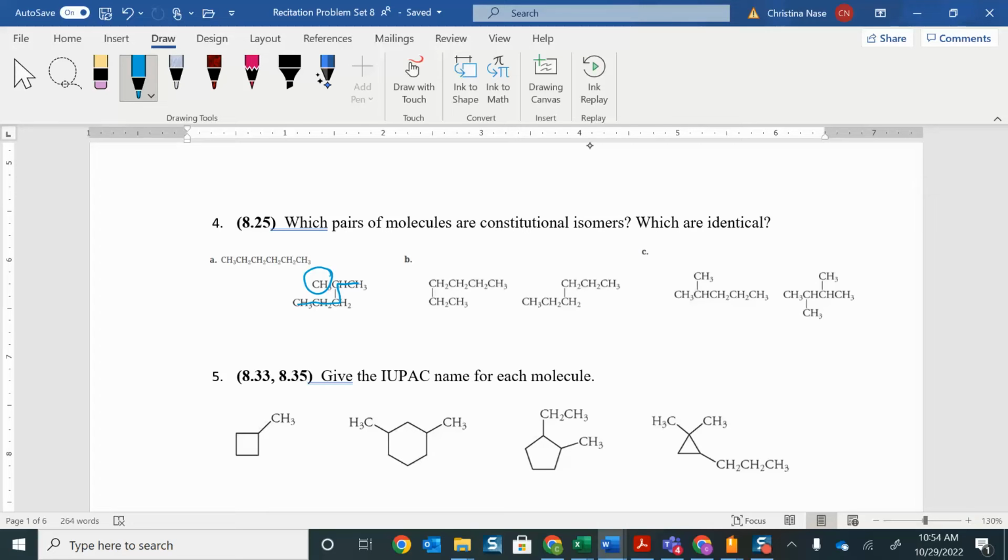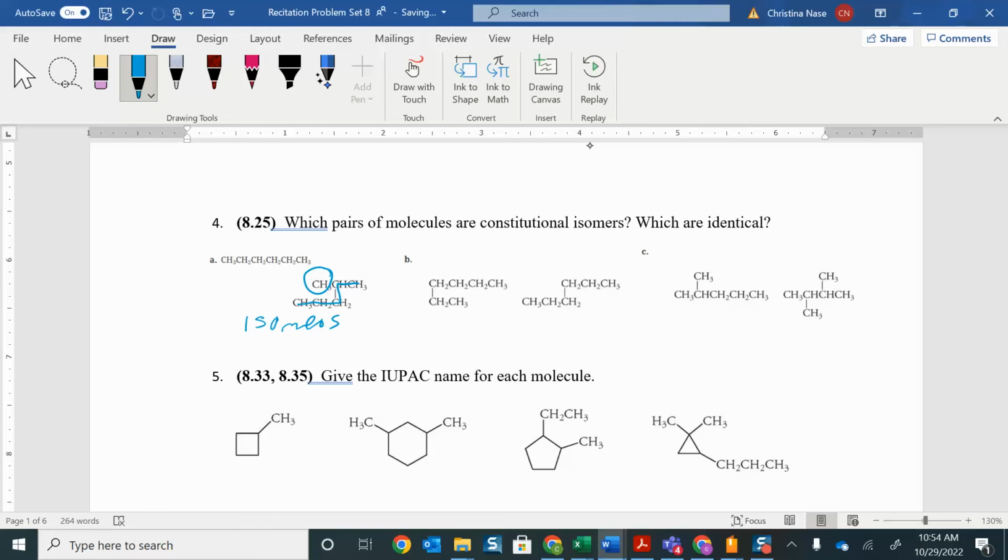So these would be isomers. These are called constitutional isomers. They have the same molecular formula, the same number of carbons and hydrogens. They just have different bonding. This guy does not have a straight chain, and this one does have a straight chain. So because of that, they become constitutional isomers. I'm just going to write isomers here.